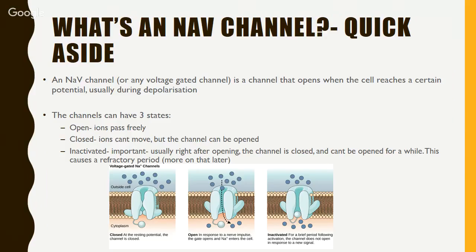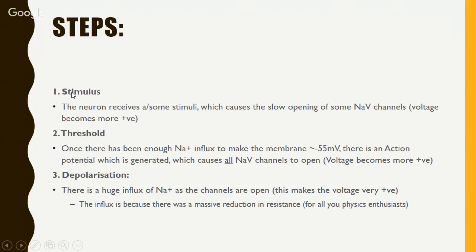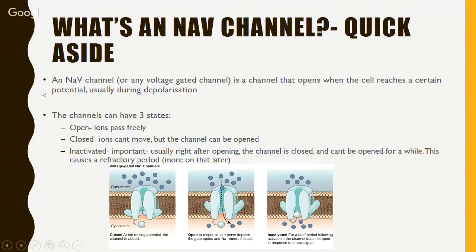So just before I go on to action potentials, you kind of need to know about voltage-gated sodium channels. An NaV is a sodium V, and the V is voltage-gated. So there are voltage-gated sodium, potassium, calcium channels, whatever. But it's basically a channel that opens when the cell reaches a certain potential, usually during depolarization, or it can be any time, yeah? And the thing about these channels is that they're obviously not thinking, yeah? A bunch of little atoms is not sentient enough to decide, I'm going to open now to send this message.